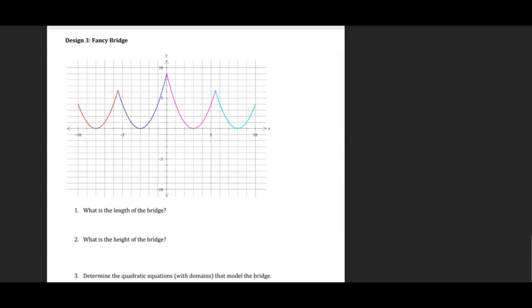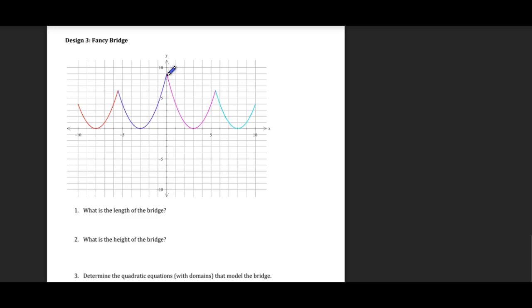So here we've got a fancy bridge. What is the length of the bridge? So this one again is 20 meters. What is the height of the bridge? So we can see from here that it is at 9. We can also calculate what that is.